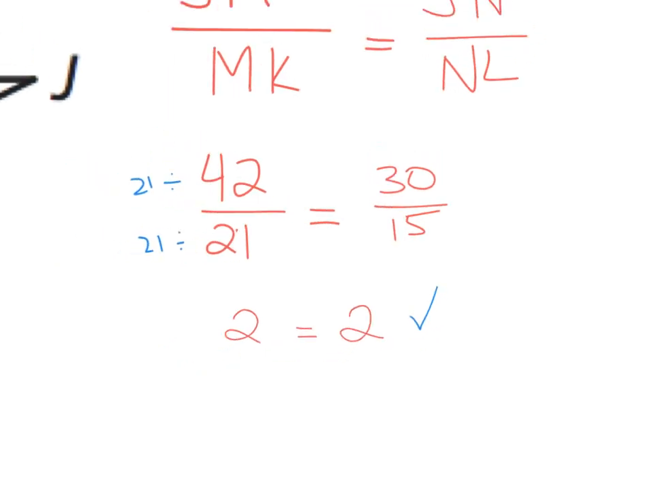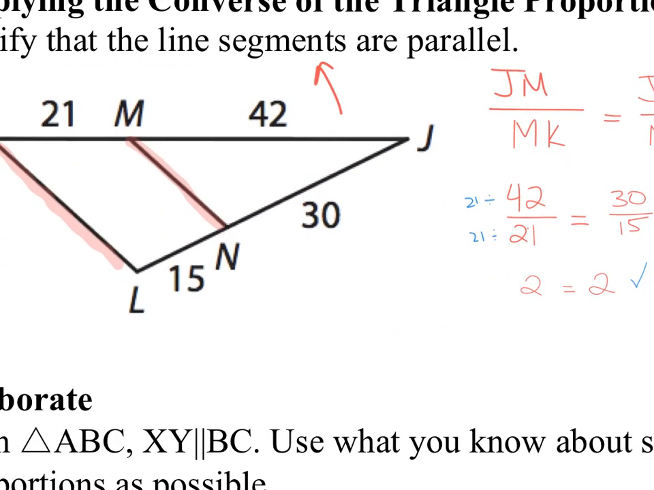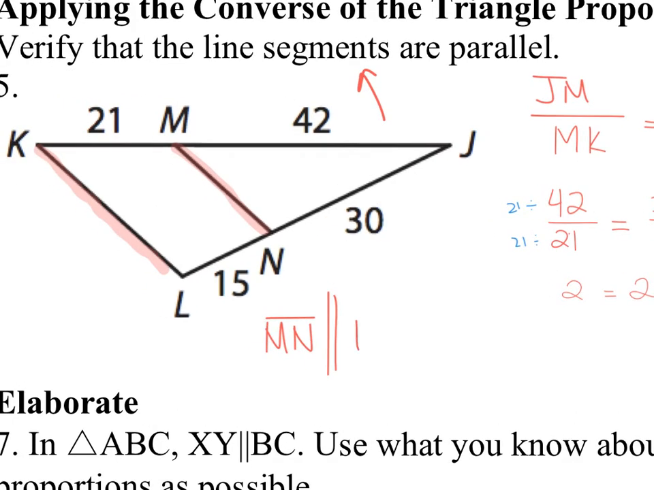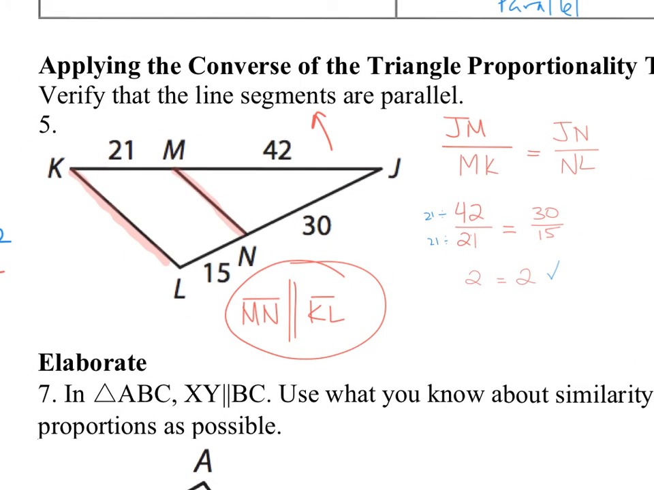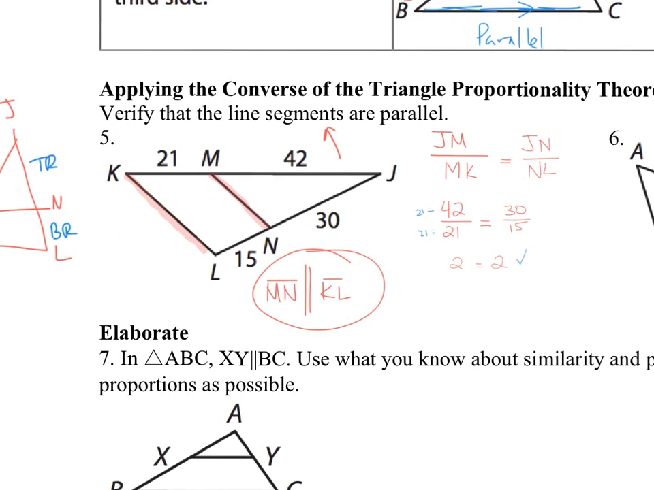Yes, it does. So we can then say that line MN is parallel to KL. If that fraction didn't work, I would say that they are not parallel. But since they did come out to be the same, we say that those two lines are parallel.